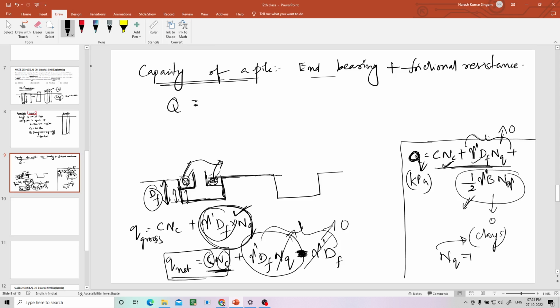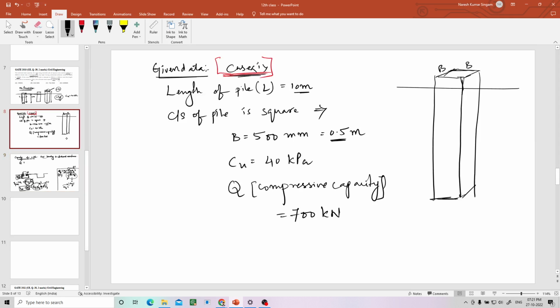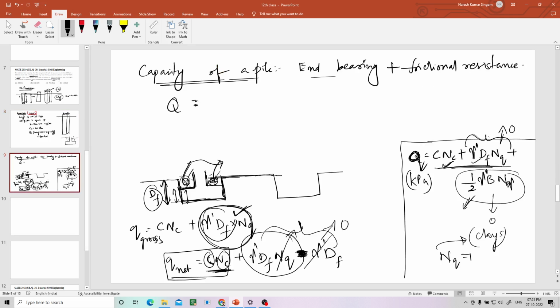So here in case of pile foundations, you don't fill soil again, because this is not in a shape where you can fill the soil again after excavation. You cannot fill. So that is the reason why you will have only net capacity. If you have only the net capacity, the end bearing formula will be c and Nc only. There will not be this term.